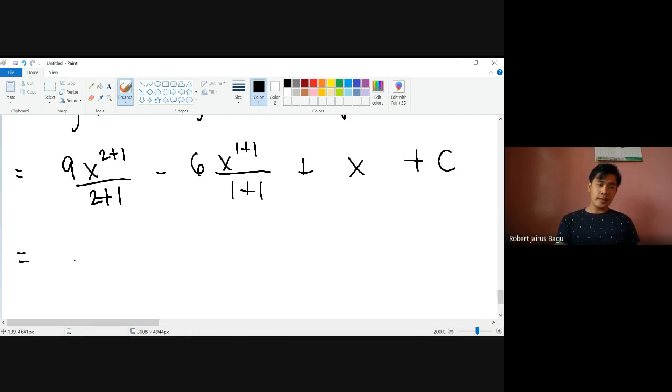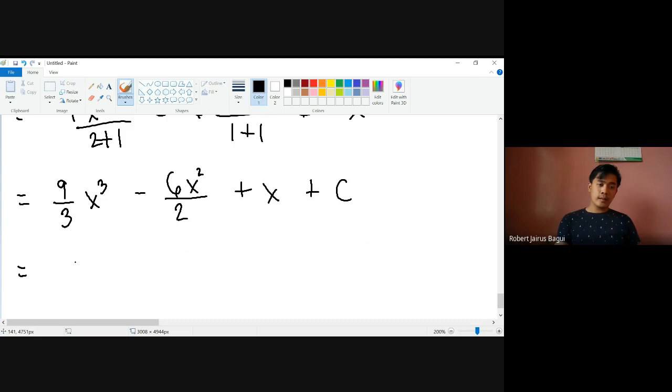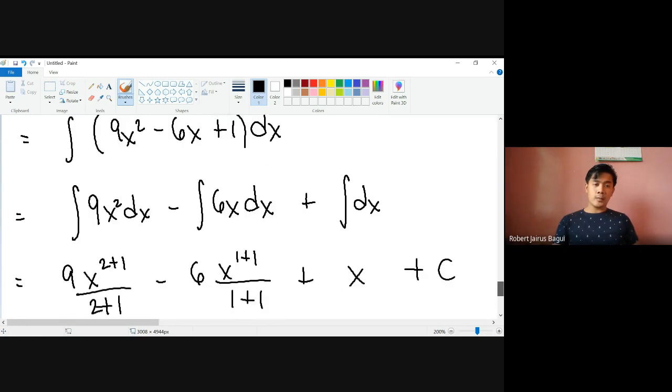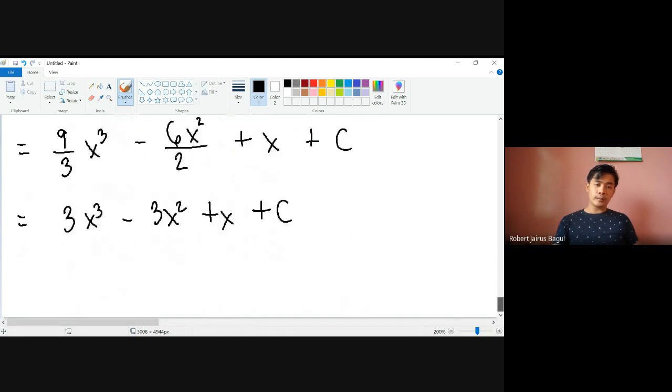And finally, simplifying this would be 9/3 x raised to 3 minus 6 x squared, 6 halves plus x plus c. So pwede pa siyang further i-simplify. So 9 divided by 3, that would be 3x cubed minus 6 divided by 2, that would be 3x squared plus x plus c. Yan lang naman. So huwag natin kalimutan yung FOIL method.